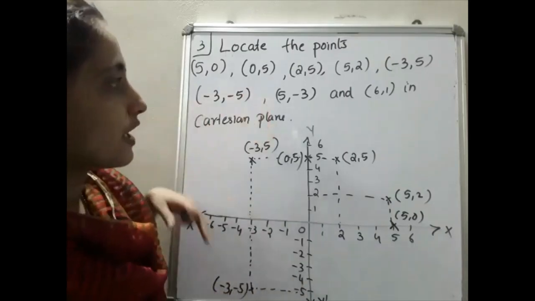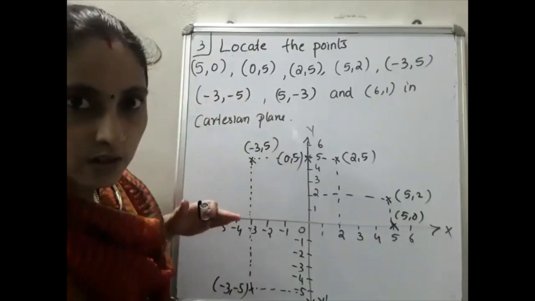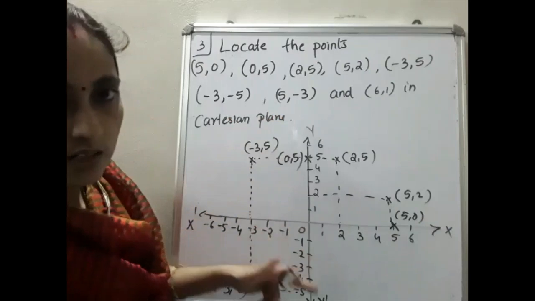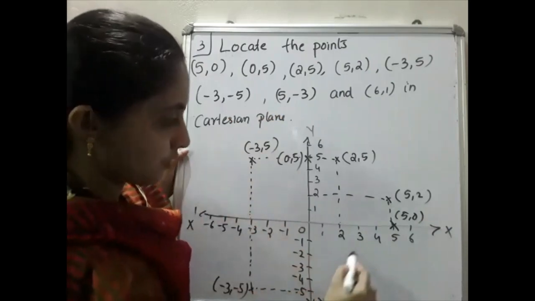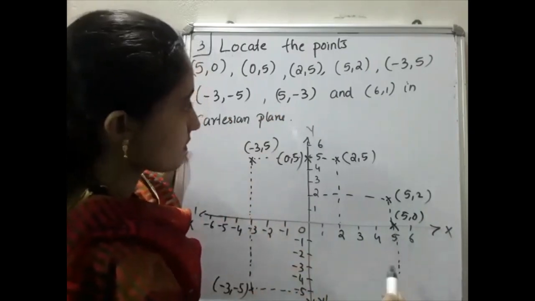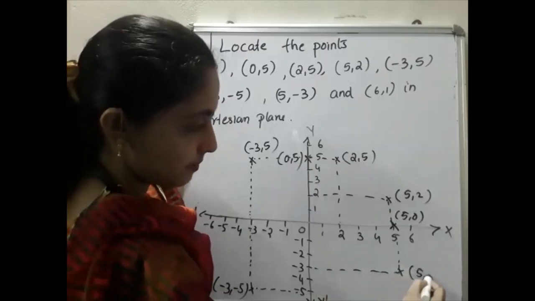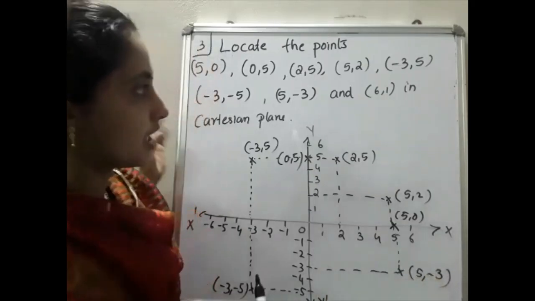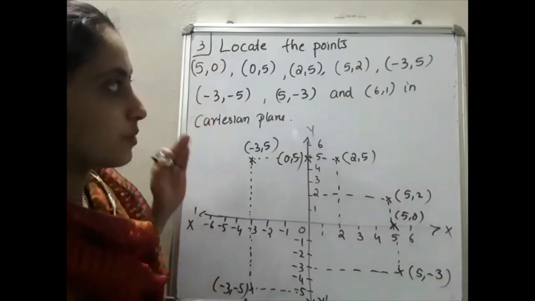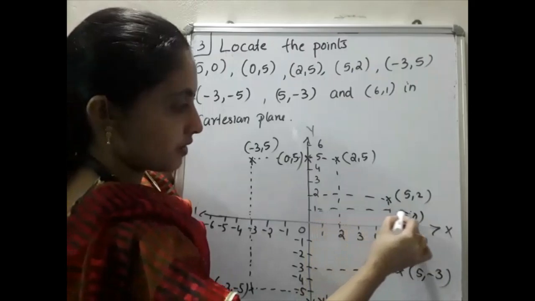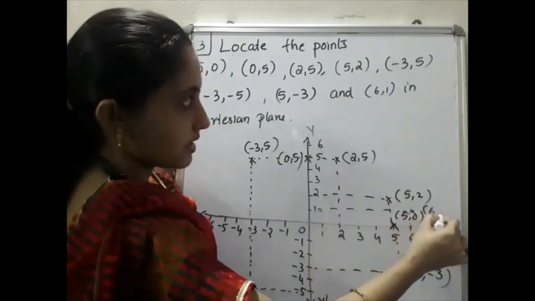And the next one is (5, -3). (5, -3) means what? That is first one is positive, second one is negative. That is on the fourth quadrant. So from here 5 and from here 3. That is this point. (5, -3). And the last one is (6, 1). (6, 1) means what? Both are positive. So from here 6 and from here 1. So this point will be (6, 1).